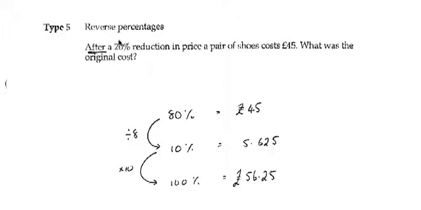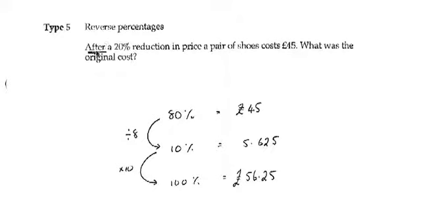So after I take off 20%, the shoes cost £45. So after I've taken off 20%, I've got 80% of what I used to have. And that 80% of the original price is worth £45. Now I just break it down into something useful. Sometimes it's easy to go to 10%, sometimes I go to 1%. So if I divide both sides by 8, I know that 10% of the original price was £5.625. And then if I times both sides by 10, I build it up again to 100%: the original price was £56.25.